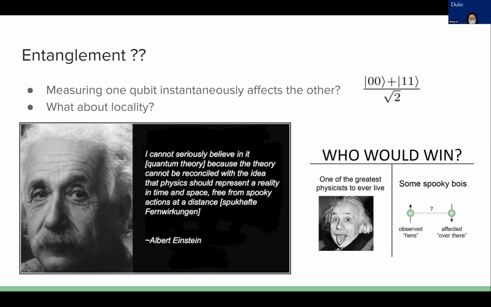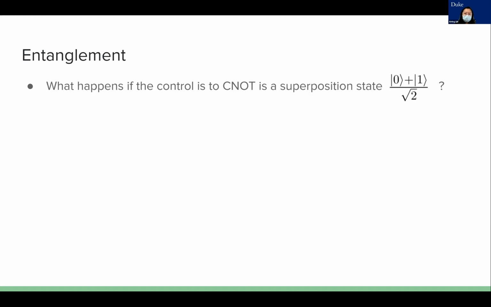Well, Einstein was wrong. It has been experimentally proved that entanglement actually exists. Some theory for you to understand is just this two-qubit state, 0,0 plus 1,1 over square root of 2. Okay, so how can we produce this entangled state?